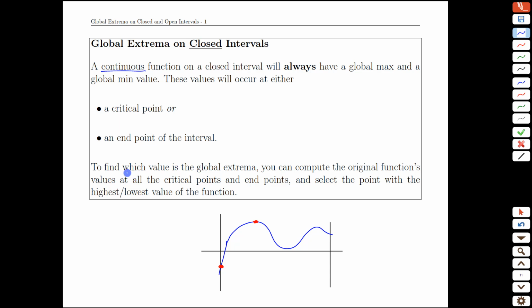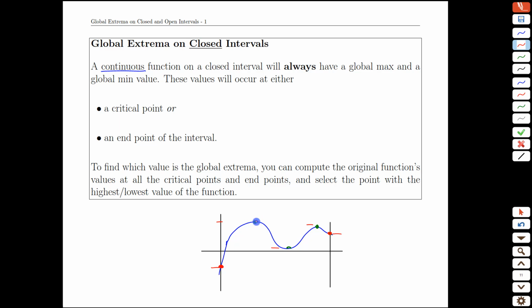And the process is straightforward. To find out where your global max and min are, you find all the critical points. So in this case here, we would identify the critical points here, here, and here. We would find the endpoints. Those are built into the interval. And then literally would say, how high is that? How high is that? How high is that?